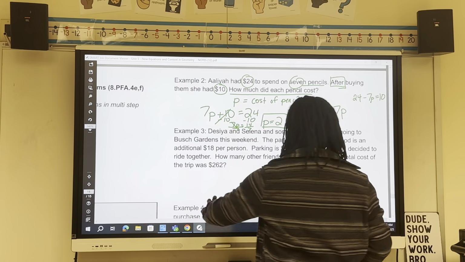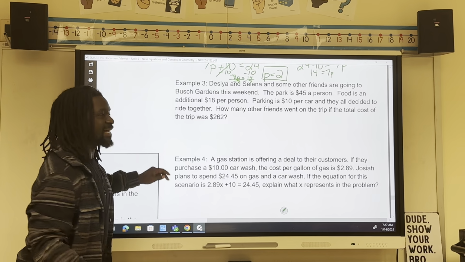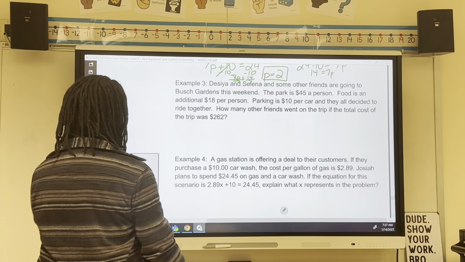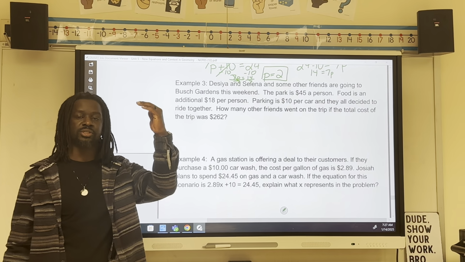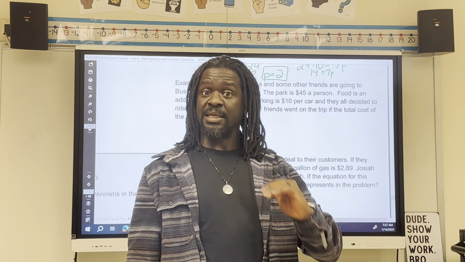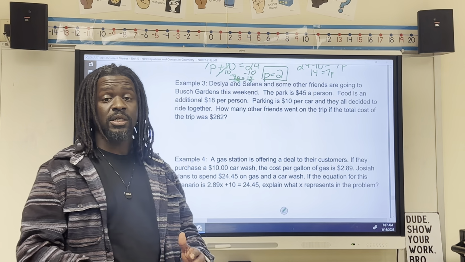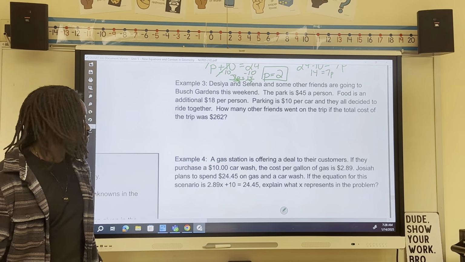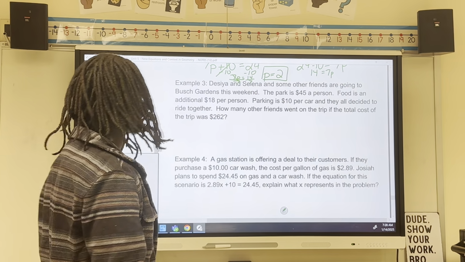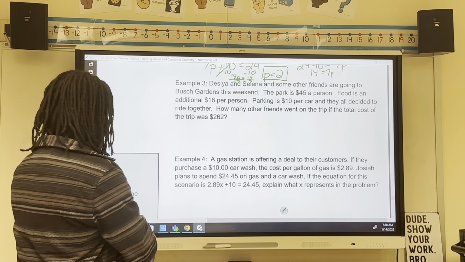All right, now we got several more. They are going to get a little harder, so just continue to read the problem using the CUBES strategy, then identify what is the missing variable, then set up the equation, solve the equation, and then plug your answers back in. All right, so hey, go ahead and pause it and solve it.